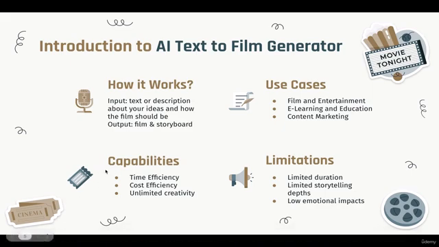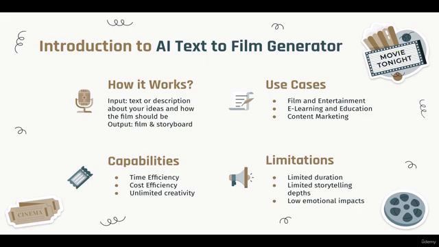Okay, so those are three capabilities of AI text-to-film generator. So now let's talk about the limitations. Again, just a quick reminder, this AI technology is still in its early development stage, right? So obviously it is not perfect. There are a lot of limitations, right? You cannot expect to get a very high quality film just like Hollywood by using this technology. That's just not possible and not realistic.